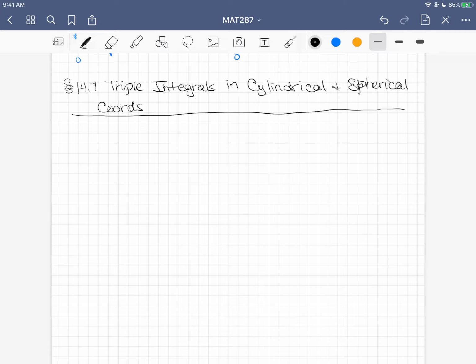Section 14.7 is triple integrals in cylindrical and spherical coordinates. So remember, way back a few chapters ago, we talked about cylindrical and spherical coordinates, and then we just sort of left it at that. This is all going to come back in this section. So if you need to pull out your formula sheet to remind yourself of those conversions. Let's start with cylindrical.